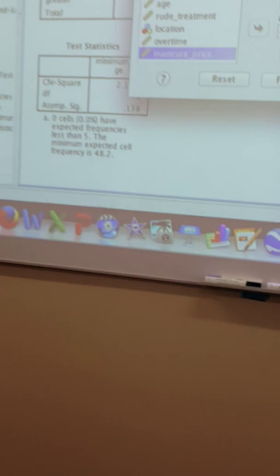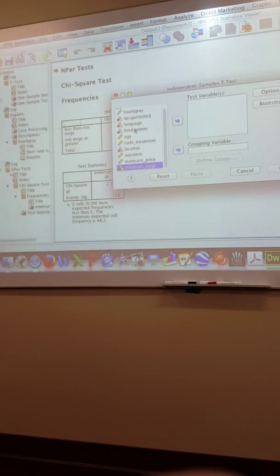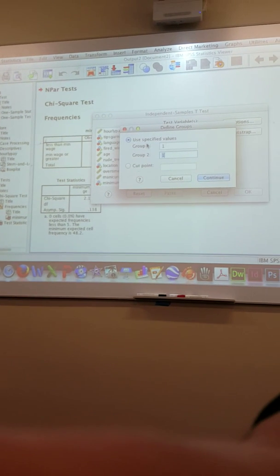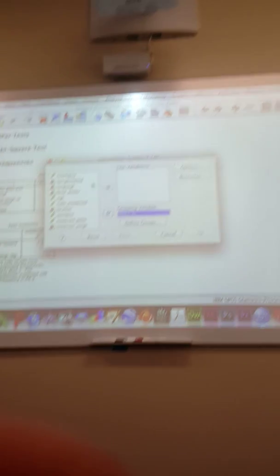So number 4, are high-skilled employees paid equal to low-skilled employees? What test is this? Independent samples, or you can send them to ANOVA. So we want to put in skill as our grouping variable, high skill versus low skill, and hourly pay as the test variable.